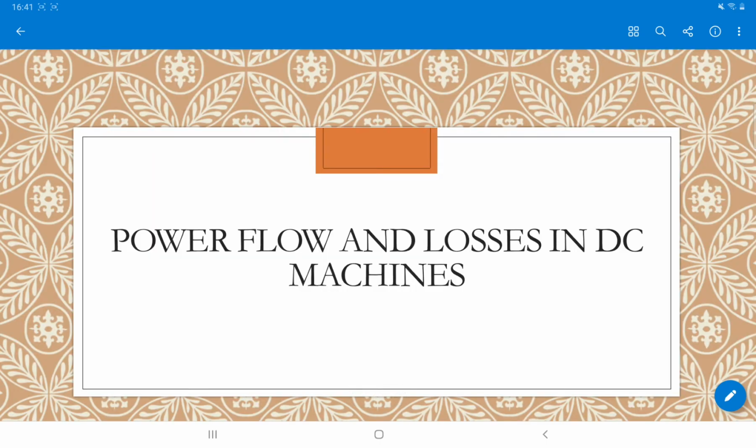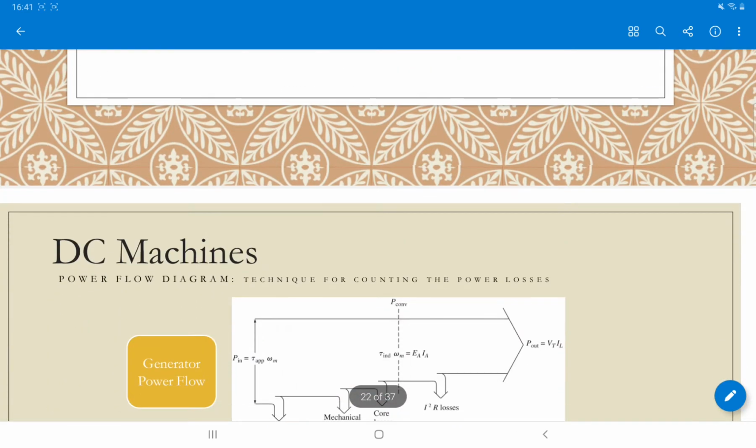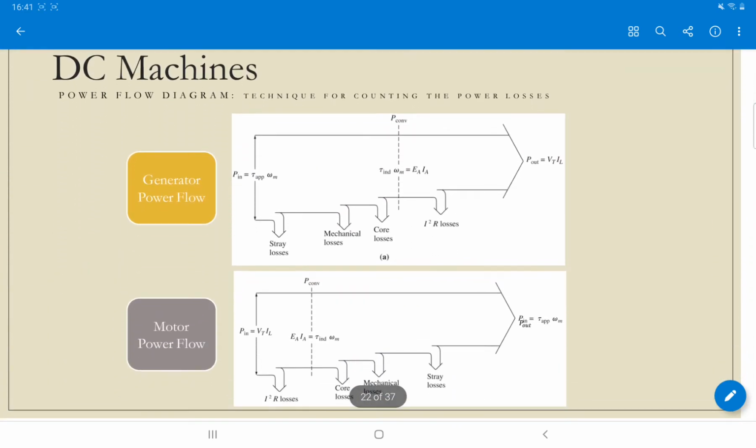Okay, now we will move to power flow and losses in DC machines. In DC machines there are two types, like I said, generator and motor. So the power flow will actually refer to what is the input and output for each machine. Obviously, for generators, we know that the input is the movement that we apply on the shaft to eventually get the voltage at the terminal.